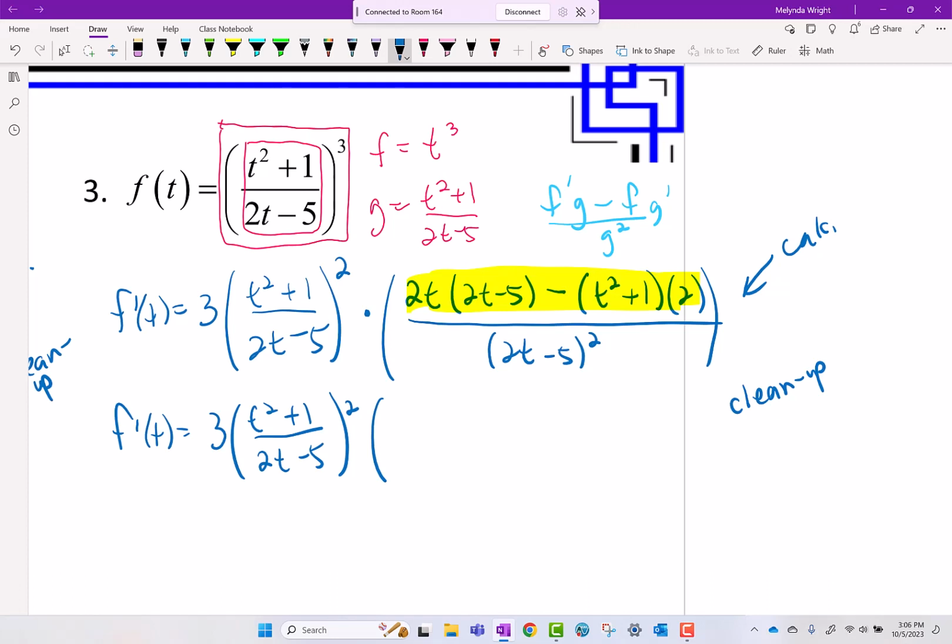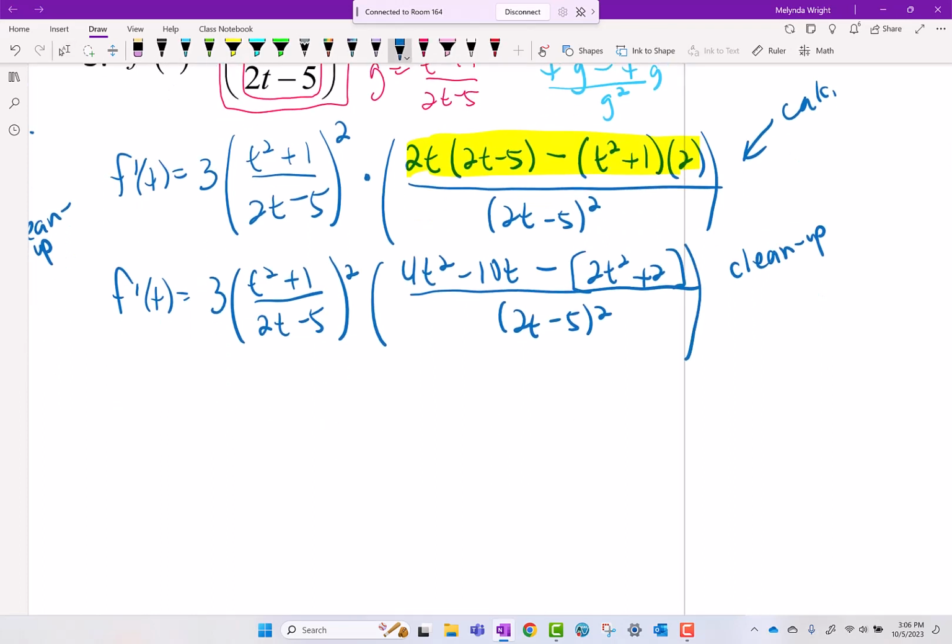So I'm going to distribute. So I have 2t times 2t is 4t squared. 2t times negative 5 is what? Negative 10t minus, and I don't trust myself to distribute the minus at the same time. So I'm going to work on the back. So 2 times t squared is 2t squared. 2 times 1 is 2. All over my 2t minus 5 all squared. Okay. Still working on cleanup. 3 times t squared plus 1 over 2t minus 5.